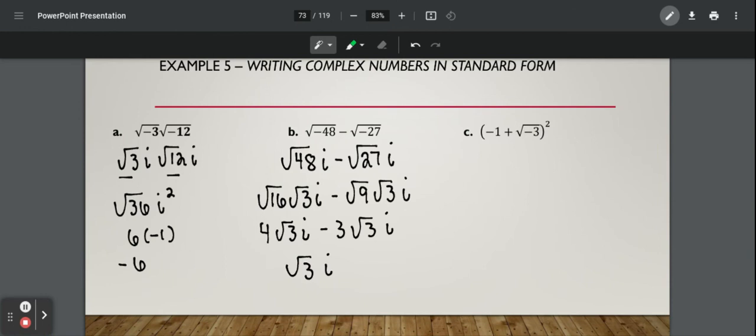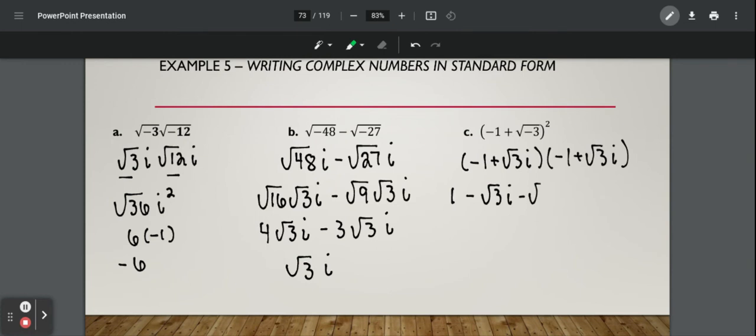And then if we look at the next one, we rewrite it as -1 plus root 3 times i, squared. If we were to FOIL it out, we would get 1 minus root 3 i minus root 3 i plus 3 i squared, which is really a minus 3. So if you have 1 minus 3, you have minus 2, and a minus root 3 and a minus root 3 is a minus 2 root 3. And then we still have that i with it.